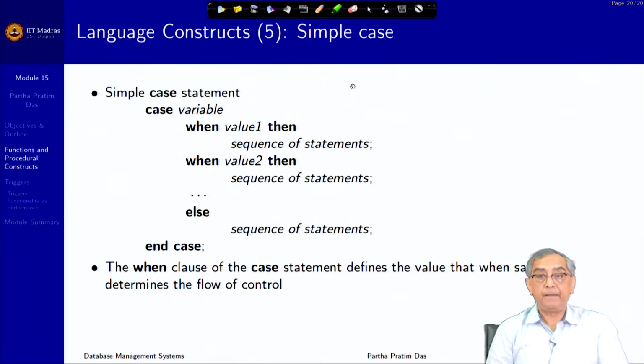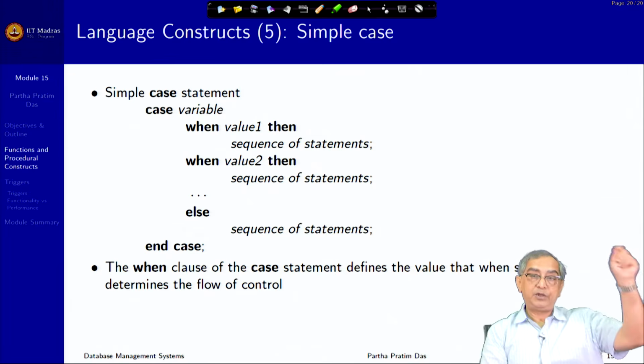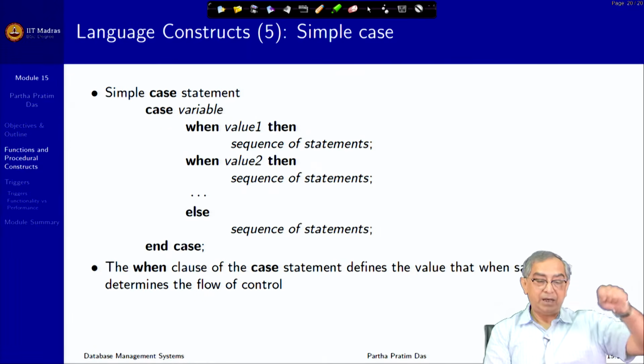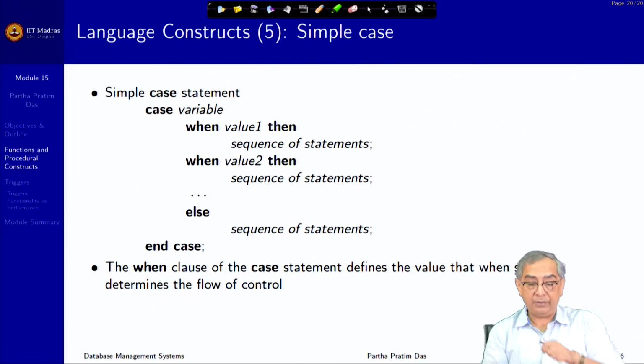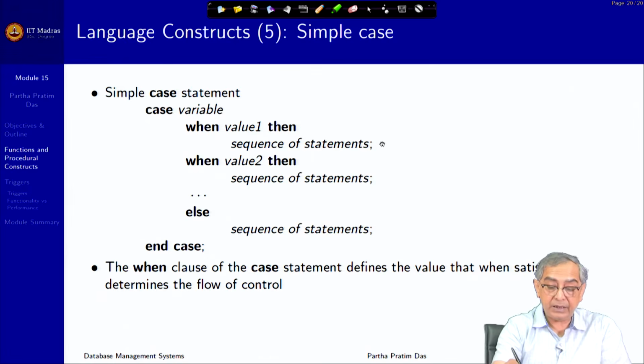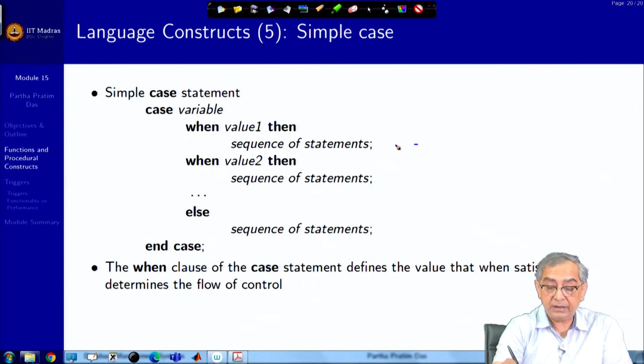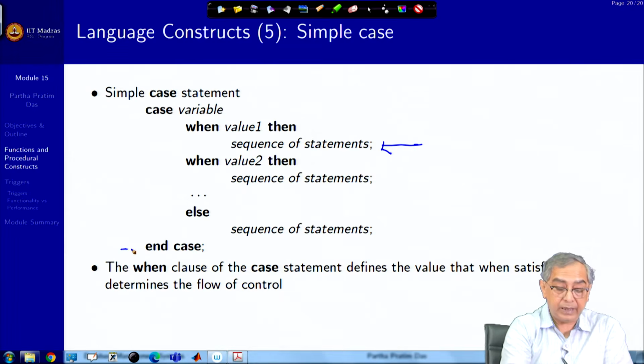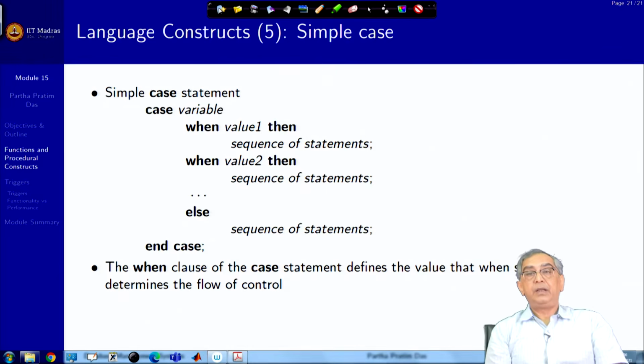There are two types of case statement, one which is very similar to switch in C. There you write switch, then you write case. Here you write case and then you write when. So, when the variable takes value 1, you do the first sequence of statements here, and then you come to the end case. If the value is 2, you jump over this, you do this and then come to the end. So, that is exactly like the C switch.